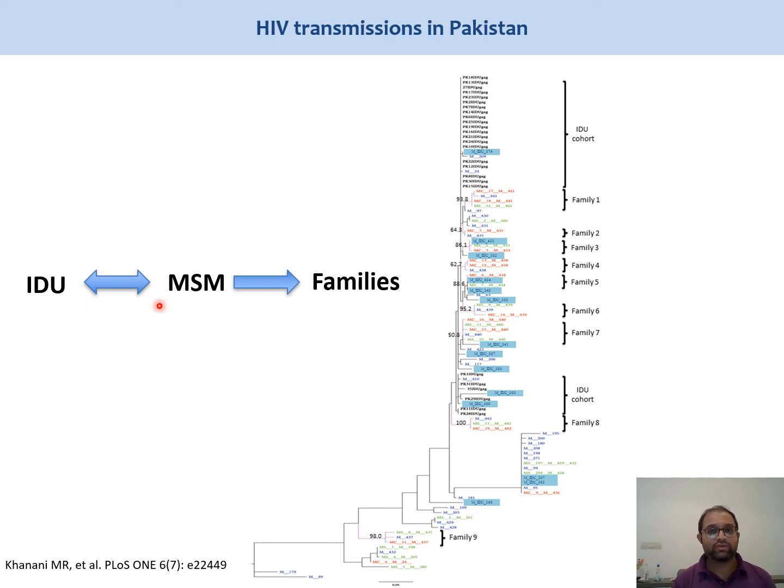Then, to not get affected by marginalization and to have a face for society, MSMs tend to marry and then have kids. So we have 8 different families as an example where the virus got transmitted from the father, who was also an MSM, to spouses and then to the kids.